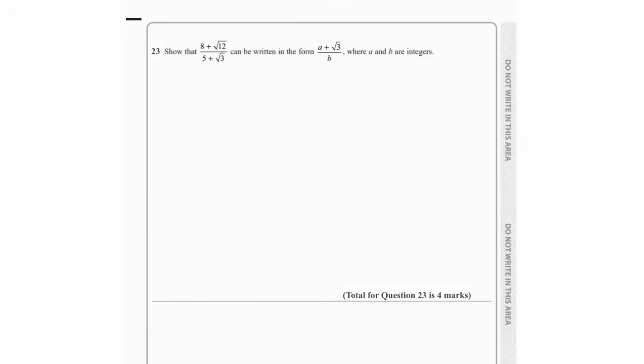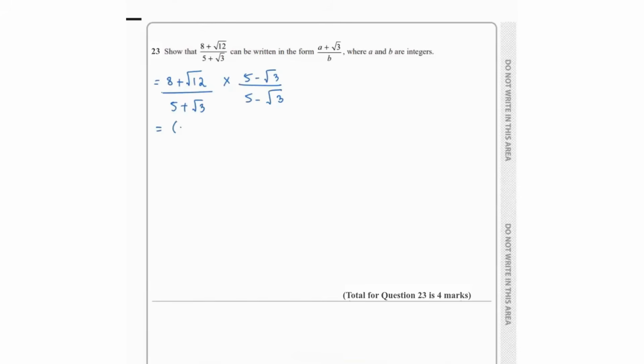So it says show that (8 + root 12) over (5 + root 3) can be written in the form (a + root 3) over b, where a and b are integers. For these types of questions, we always multiply and divide the fraction by the denominator, but we change the sign in the middle. So it will be 5 minus root 3, not 5 plus root 3. The reason why we're doing this is because we're trying to rationalize the denominator, and that can only be done if we're multiplying it by the denominator but with the opposite sign in the middle.